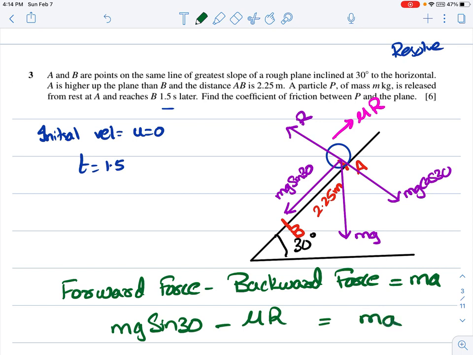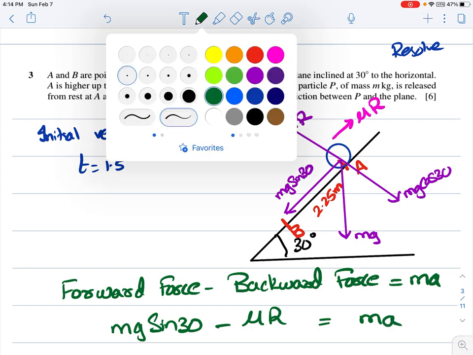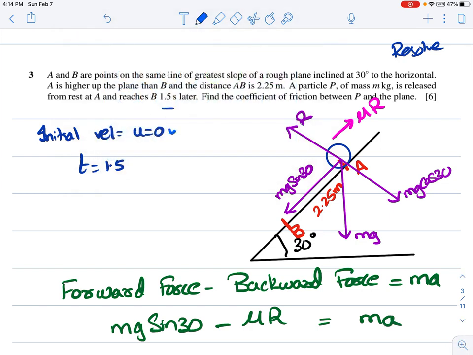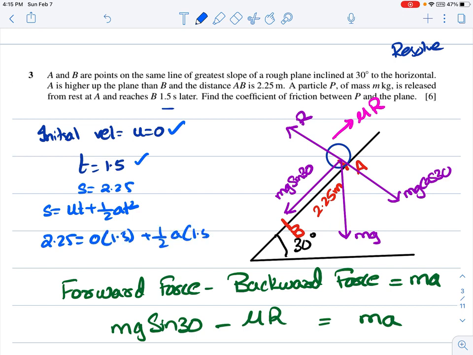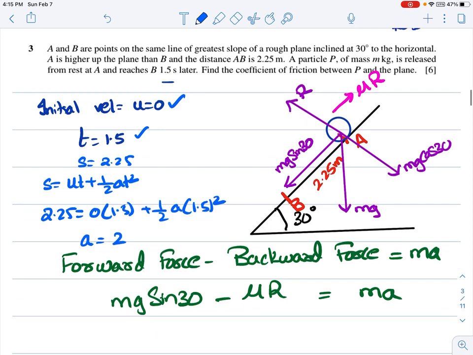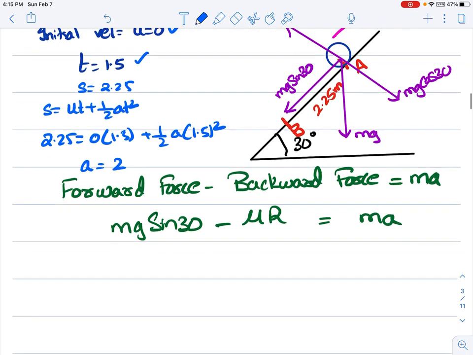Acceleration I don't know, so first I will try to find the acceleration. How should I find the acceleration? The initial velocity is 0, time is 1.5, and distance is 2.25 meters. So I use s equals ut plus half a t squared. From there, 2.25 is equal to 0 times 1.5 plus half a times 1.5 squared. From there I get the a value as 2. So I use all these values now.